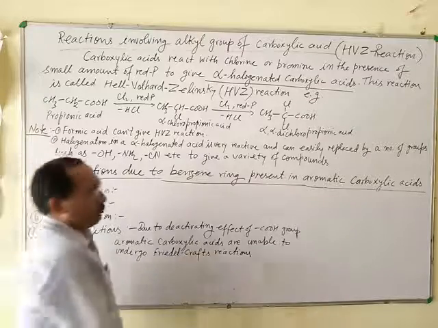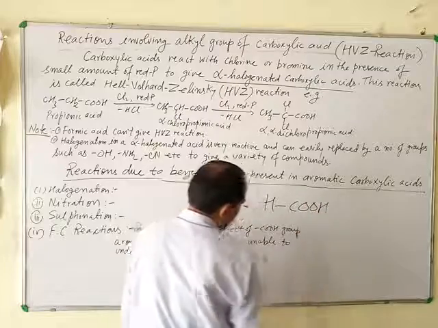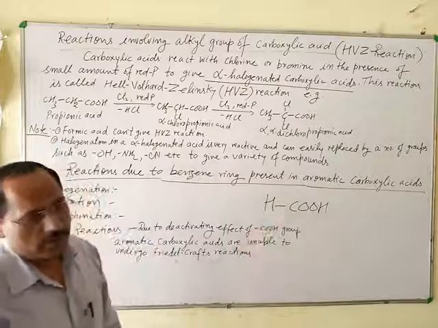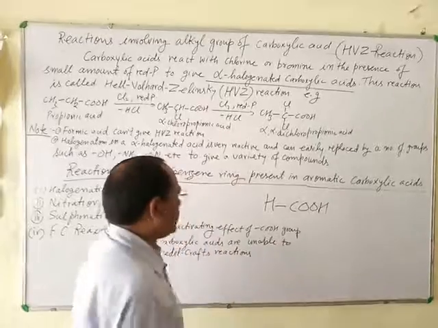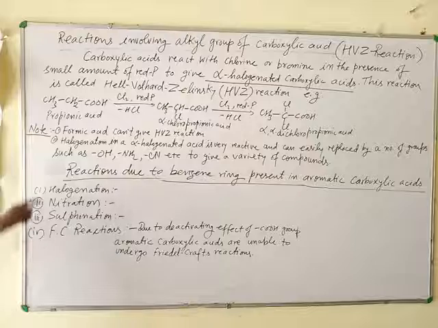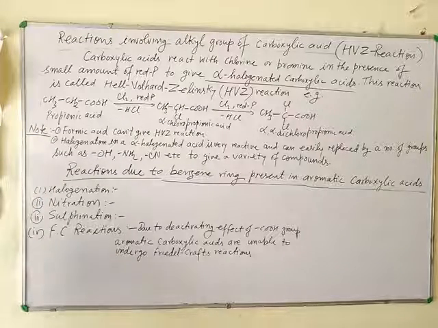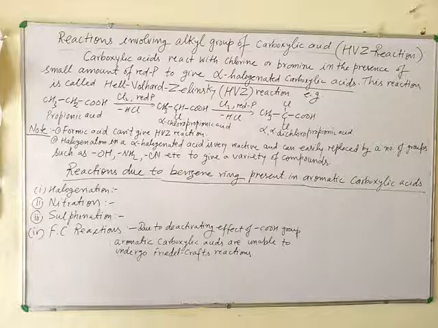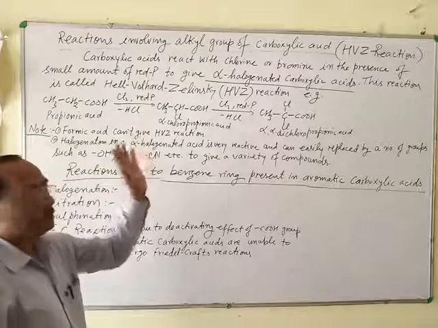Why? Formic acid is written as HCOOH. In this carboxylic acid, there is no alpha hydrogen. Due to absence of alpha hydrogen, formic acid does not undergo HVZ reaction. Except formic acid, all the carboxylic acids undergo HVZ reaction. Means alpha halogenated derivatives of carboxylic acid can be prepared by HVZ reaction.